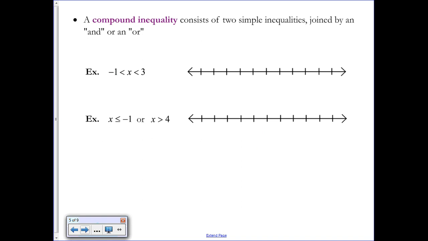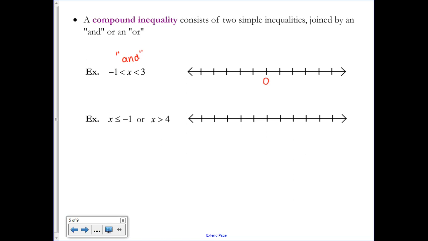A compound inequality consists of two simple inequalities that are joined by an and or an or. Now when we have an and, like in this first example, you don't actually see the word and in here anywhere. But it's a compound inequality because you're showing me that x is two things. x is above -1 and it's below 3. So x is in a sandwich between -1 and 3.